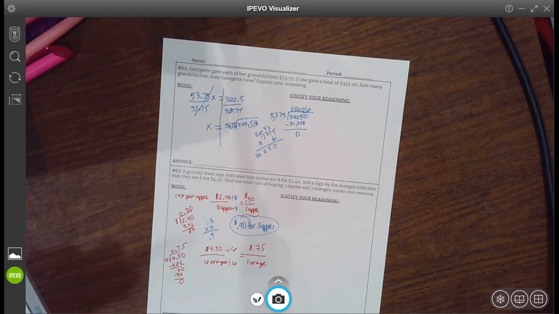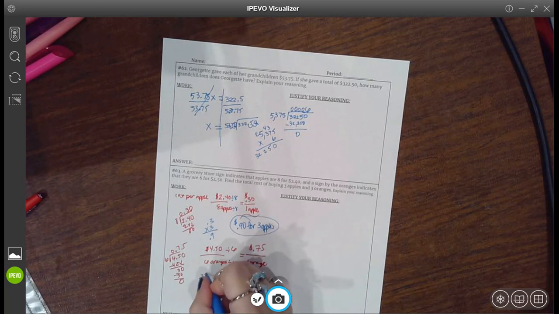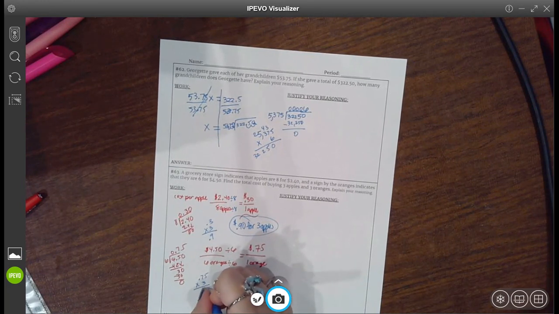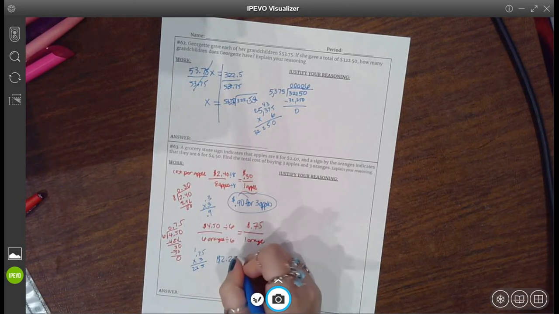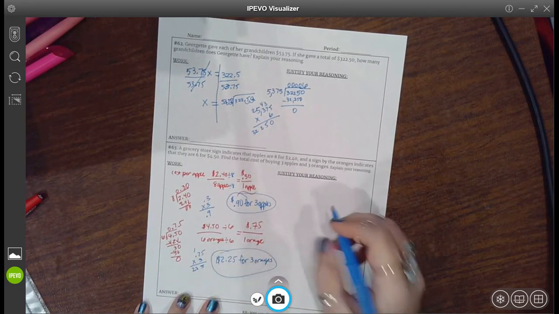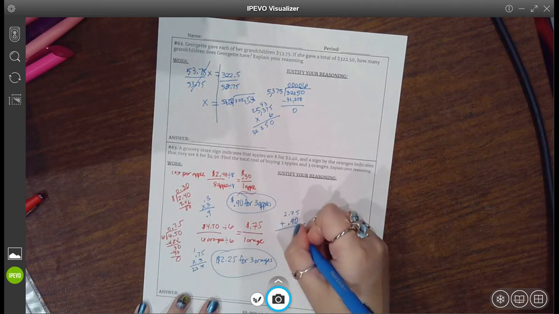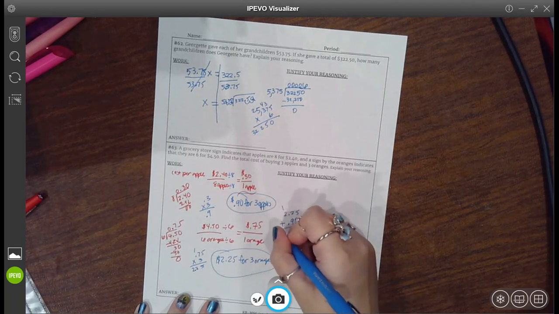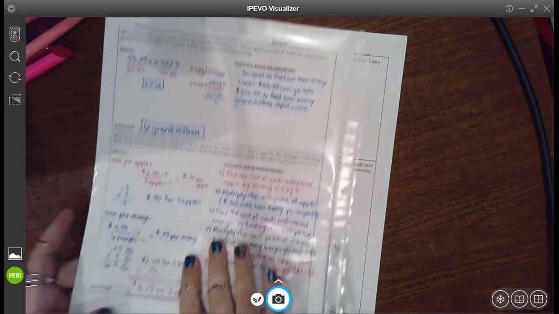But how many oranges did you buy? It says you bought 3 oranges. So 75 cents times 3 of them is 15 plus 7, 21 plus 1 is 22. There's 2 numbers after the decimal. So $2.25 for 3 oranges. Now we want to find the total that we spent. So I need to go $2.25 plus 90 cents, which is $3.15 total.